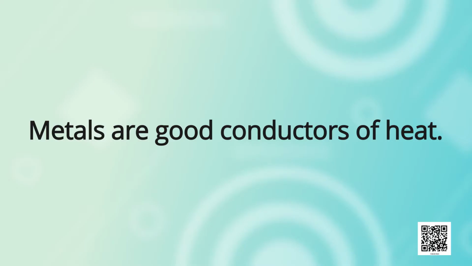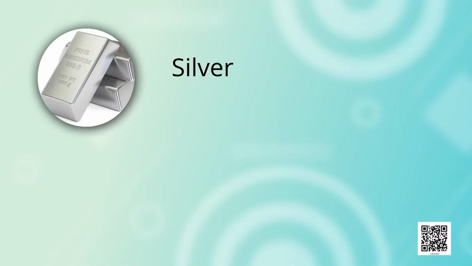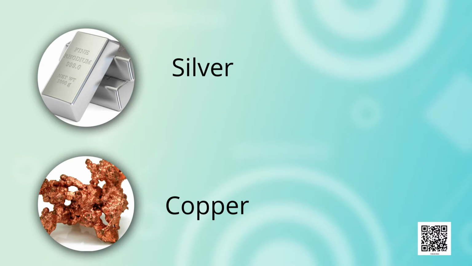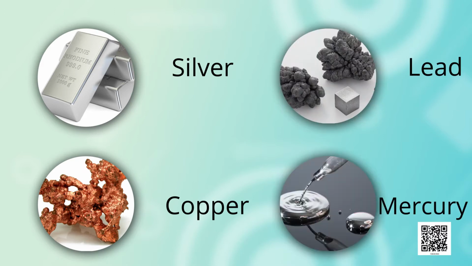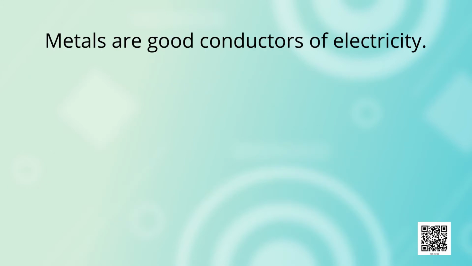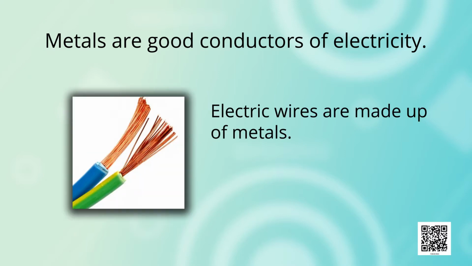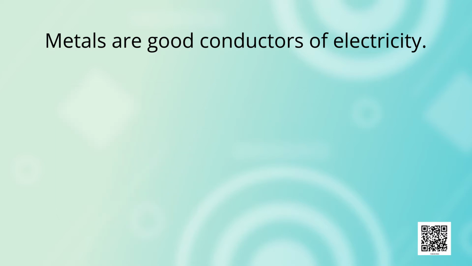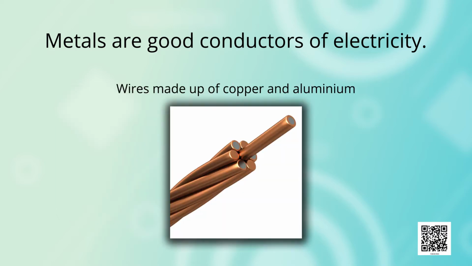Metals are good conductors of heat. For example, silver and copper. But lead and mercury are comparatively poor conductors of heat. Metals are good conductors of electricity. That is why electric wires are made up of metals. For example, wires made up of copper and aluminium.